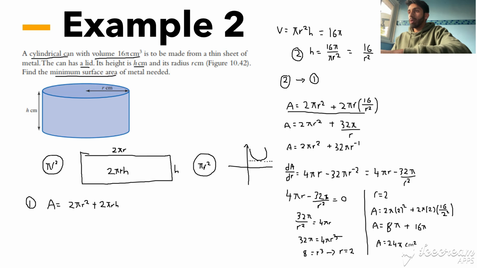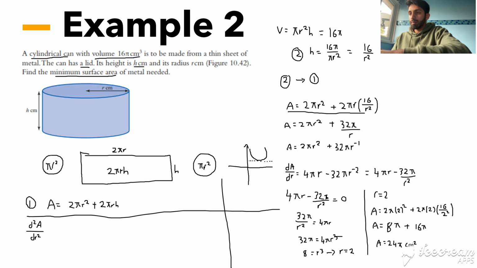So we obviously need to prove that it's also a minimum. You may have come across the second differential, and because I'm running out of space, I'm going to squeeze this into this little corner down here. The second differential is taking the derivative of our first equation, which is here. So we say that's d2A over dr squared. Let's differentiate this again.